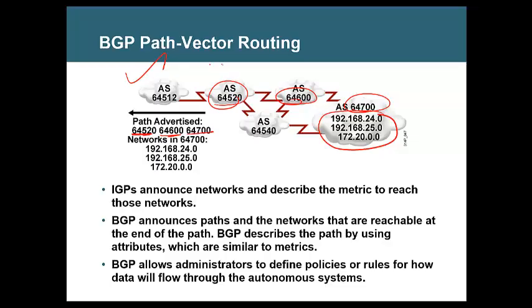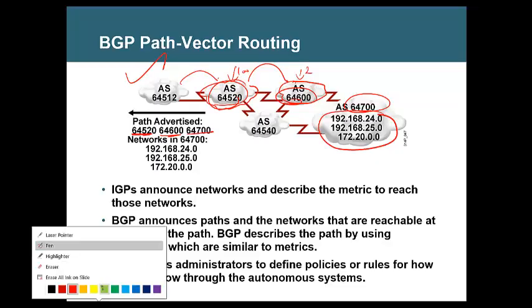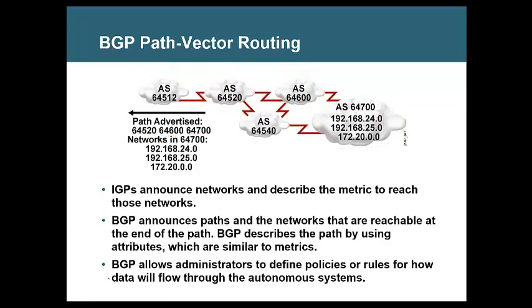Here, you may have 100 routers inside. You may simply have 2 routers inside. That doesn't matter. It is only seen as one autonomous system. One hop in BGP is one autonomous system. In BGP, one hop is one autonomous system. All right.